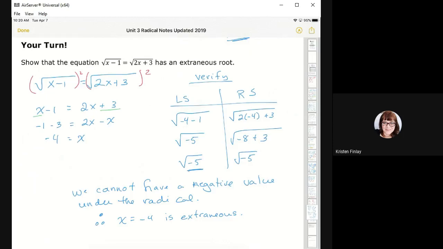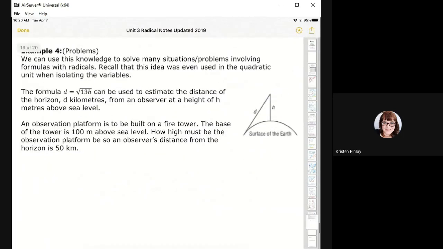Next one, we're going to look at a couple of problem-solving things using radicals. Now, don't let pictures and things like that confuse you. Just kind of go with it. Just kind of look at what information you have and solve. So we can use our knowledge to solve situations involving formulas with radicals. Recall this idea was even used in quadratic unit when we were isolating variables. Now we have this formula, d is equal to root 13h, which can be used to estimate the distance of the horizon d in kilometers from an observer at a height h meters above sea level.